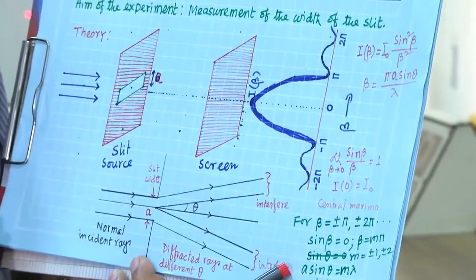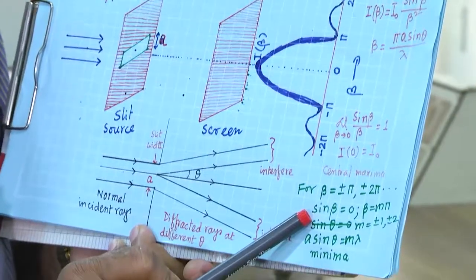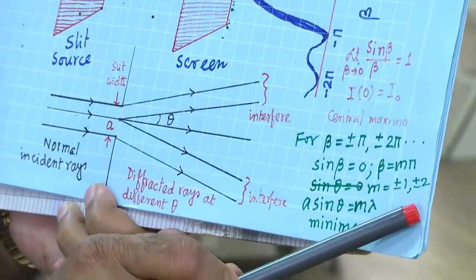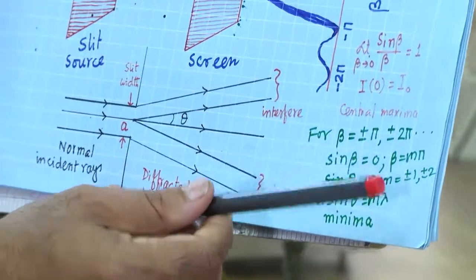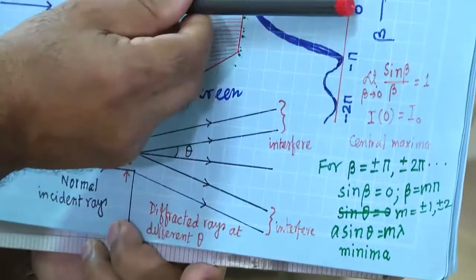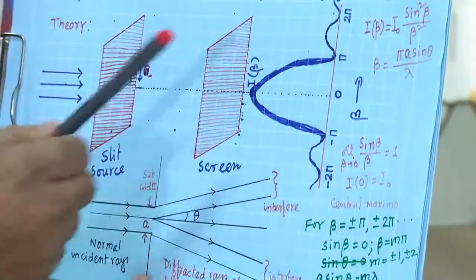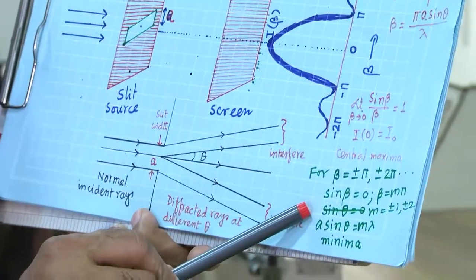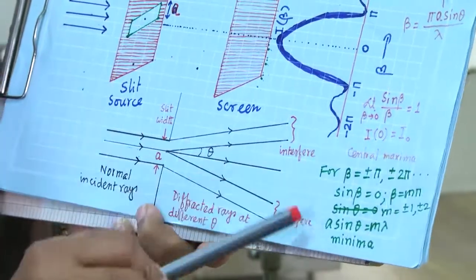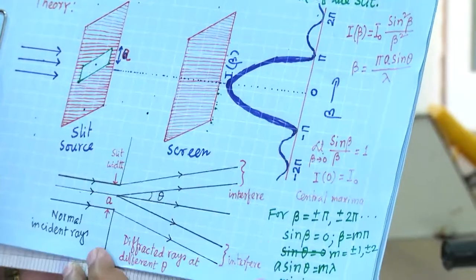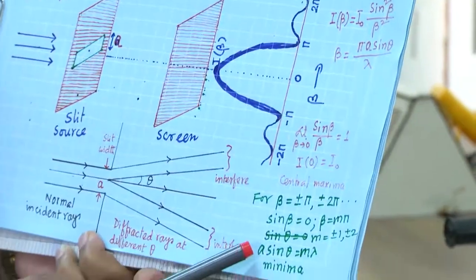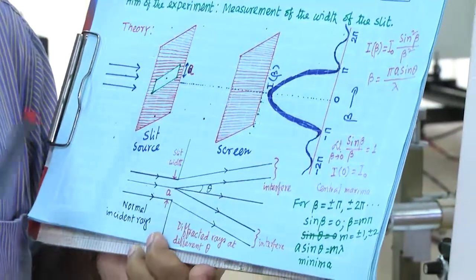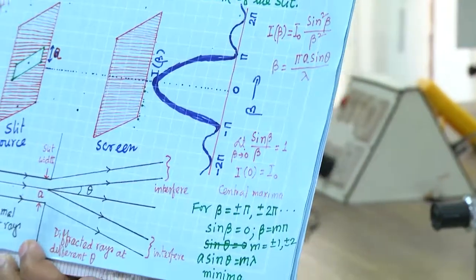So, this is called minima, diffraction minima, and that minima we get for m equal to plus minus 1, plus minus 2. The plus minus comes because both sides symmetrically will get the order. So, if beta equal to m pi, then from the relation, a sin theta equal to m lambda, you will get this condition. This is the condition for diffraction minima.